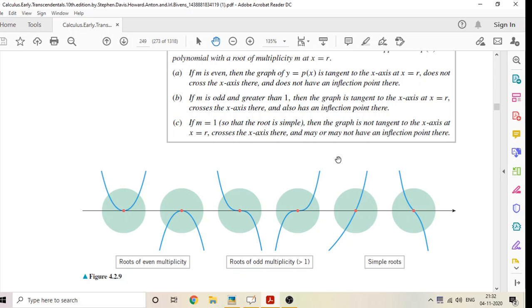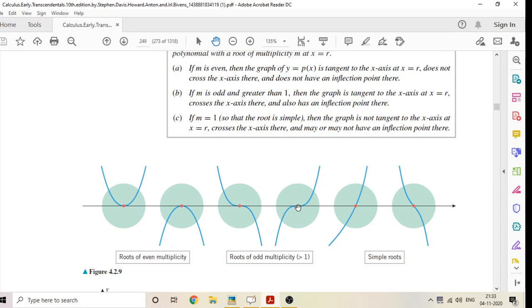The x-axis is a tangent because it touches the curve exactly at this single point. So the graph is tangent to the x-axis, but it crosses the x-axis. That is the difference between even and odd multiplicity, and it also has an inflection point. Here you can see that the concavity changes. Here it is concave down and here it is concave up. So that's the difference between even multiplicity and odd multiplicity. It will be tangent but it will cross, and it will be an inflection point.